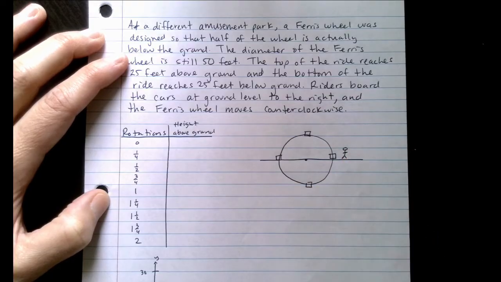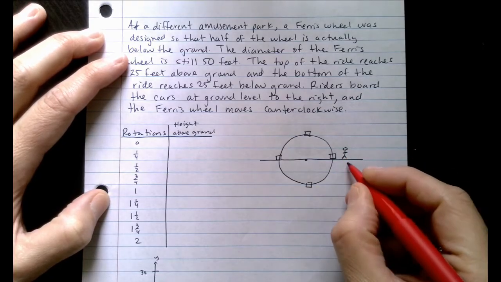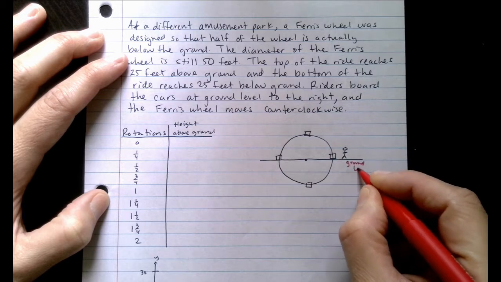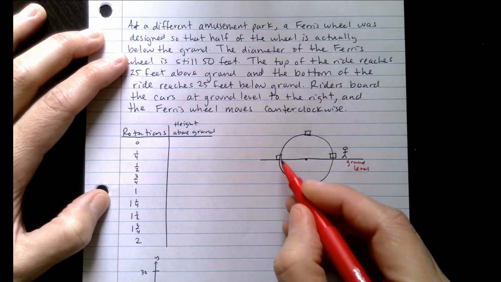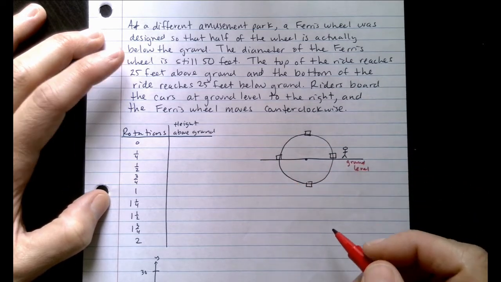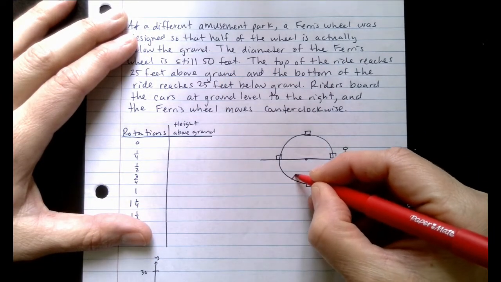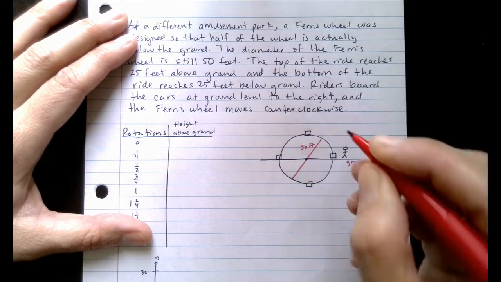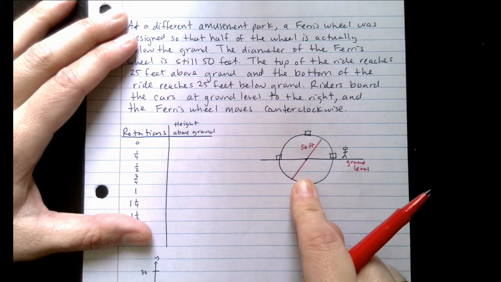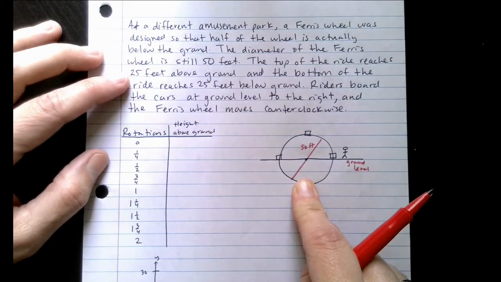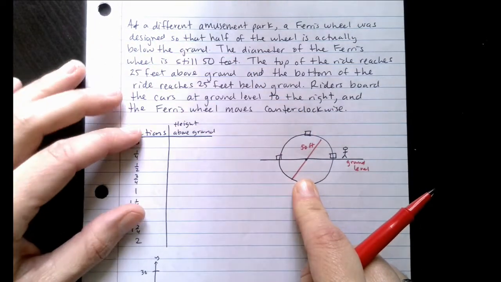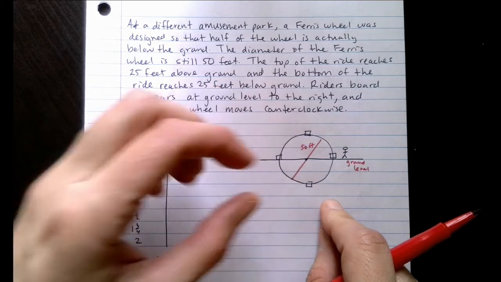Regardless, what we now know is this is ground level. And we know our Ferris wheel goes partway underground. The diameter of the Ferris wheel is still 50 feet. Okay, so let's draw that. The diameter is still 50 feet. The top of the ride reaches 25 feet above ground and 25 feet below ground.